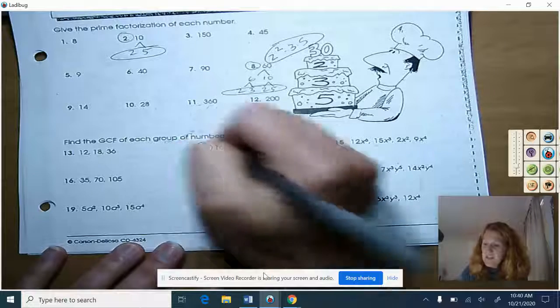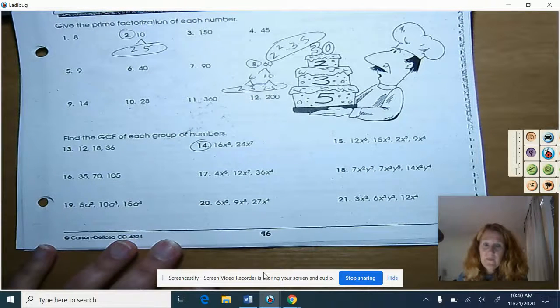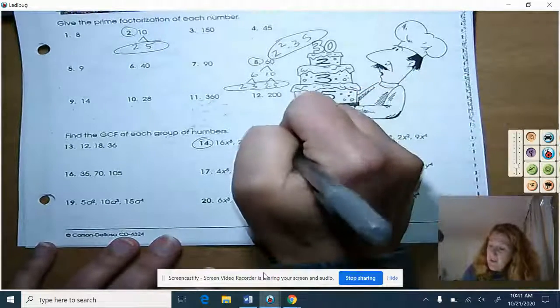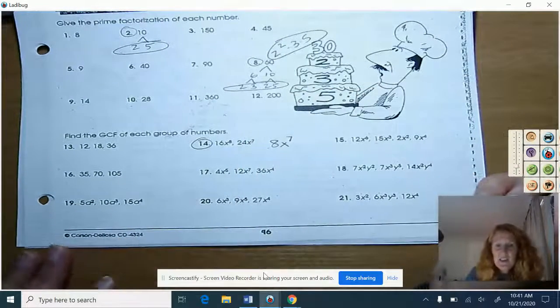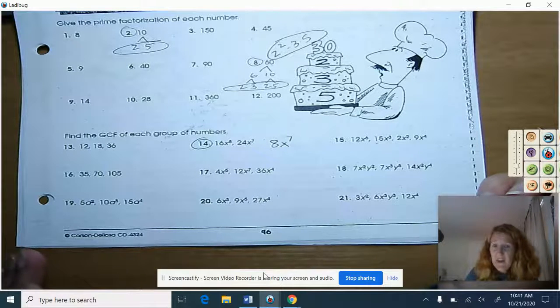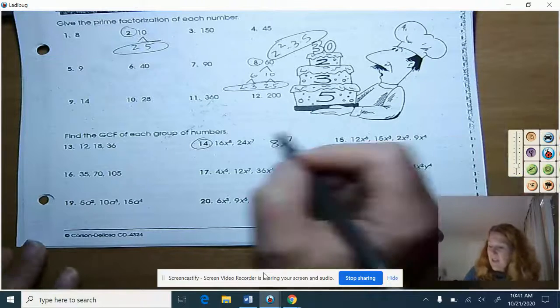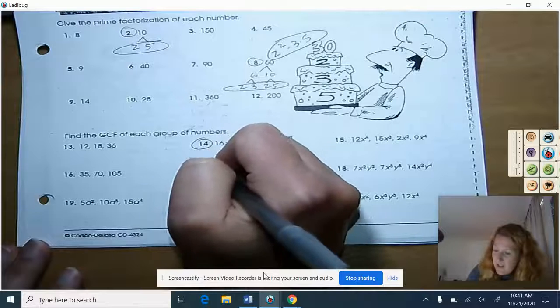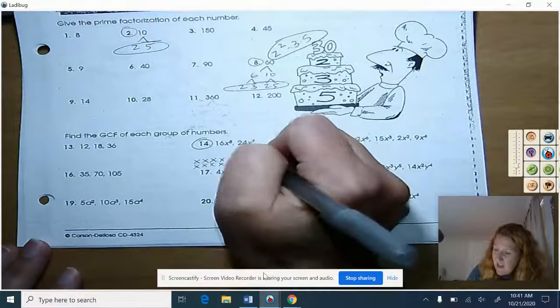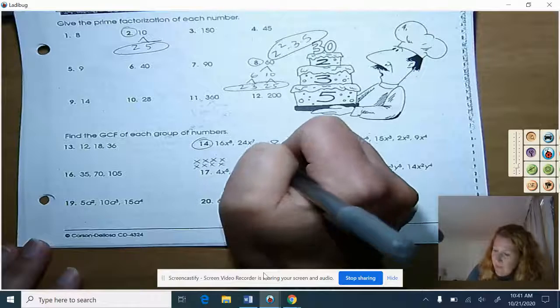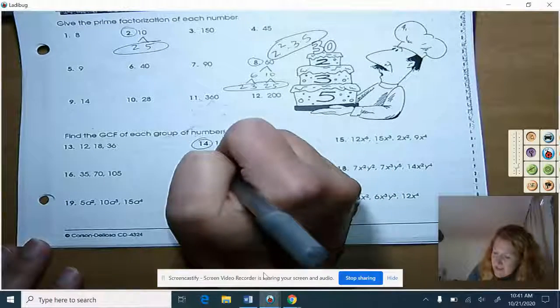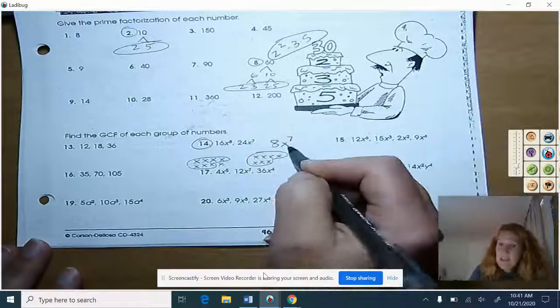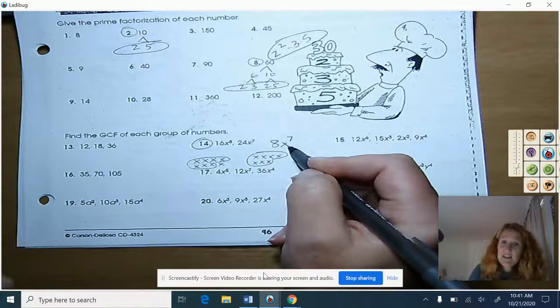So try number 14. You can pause the video. Some of you may be able to get 8x to the 7th really quickly. Some of you may struggle with that. I personally think it's easiest to do the variable piece. If you look at the x to the 8th, I have 4, 5, 6, 7, 8 x's, and then here I have 7. They both have at least 7 x's. So that means my common variable is x to the 7th.